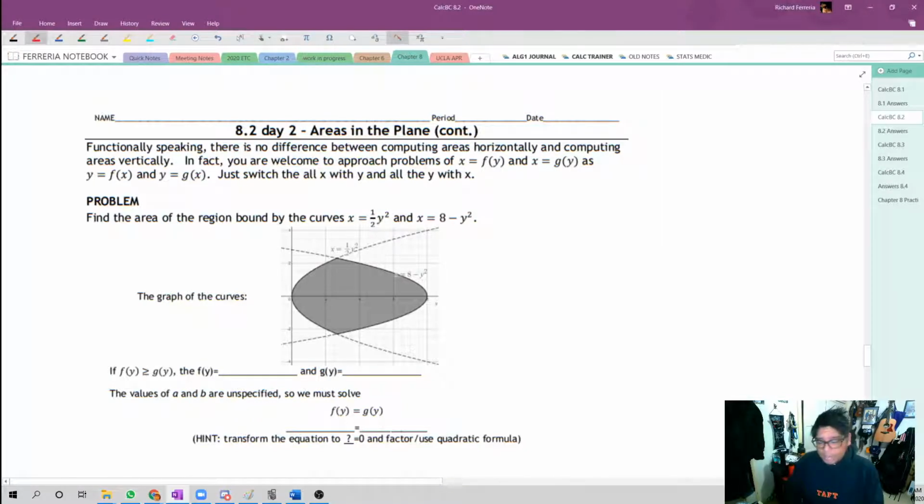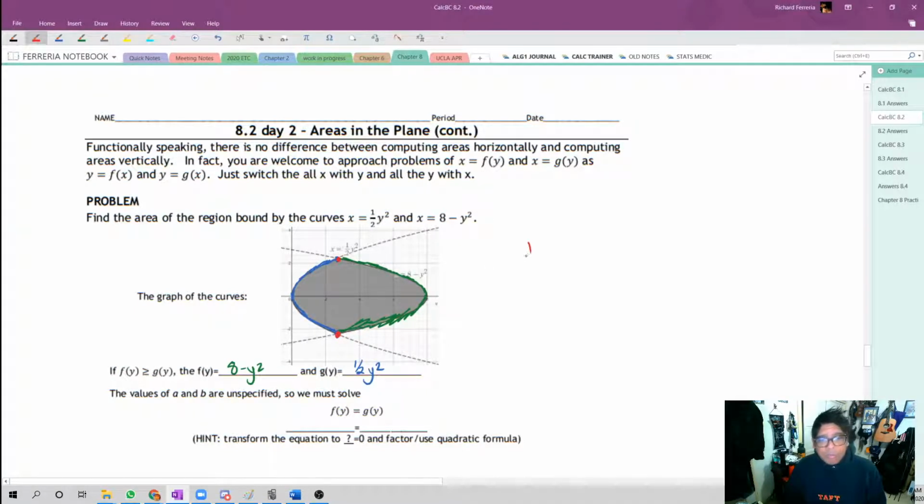So looking at the graph of the function that we were just looking at, we can see pretty plainly that the function on the right side is the green function, 8 minus y squared, which means the function on the left is that blue function, g of y, which is going to be 1/2 y squared. Now we have no idea what the intersection points are up at the top and down at the bottom, so we're going to have to solve for that.